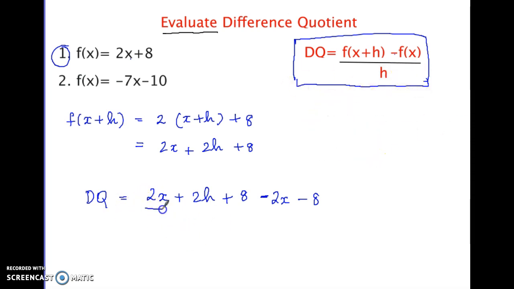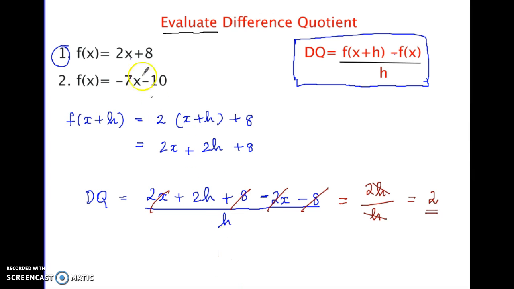We simplified our numerator, in other words. Divided by h. Let's see what can be done. There's a negative 8 and a positive 8 which cancel, and a negative 2x and a positive 2x which cancel. We are left with 2h in the numerator and an h in the denominator, and the h and h cancel, leaving just the number 2. So that's your answer for question number 1. The difference quotient for the first function is just the number 2.